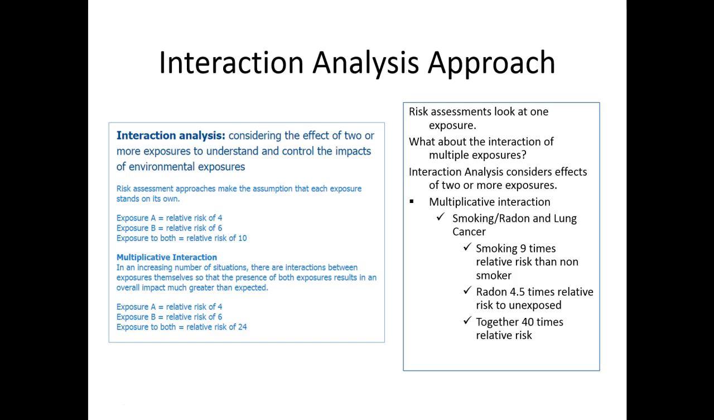However, in an increasing number of situations, we are recognizing that there are interactions between exposures themselves, so that the presence of both exposures results in an overall impact much greater than expected. This includes, for example, the interaction of cigarette smoking and asbestos exposure. For instance, we may find that having both exposures results in a relative risk of a bad outcome of 4 times 6, or 24, instead of 10. This type of interaction is called a multiplicative interaction or a synergistic effect.